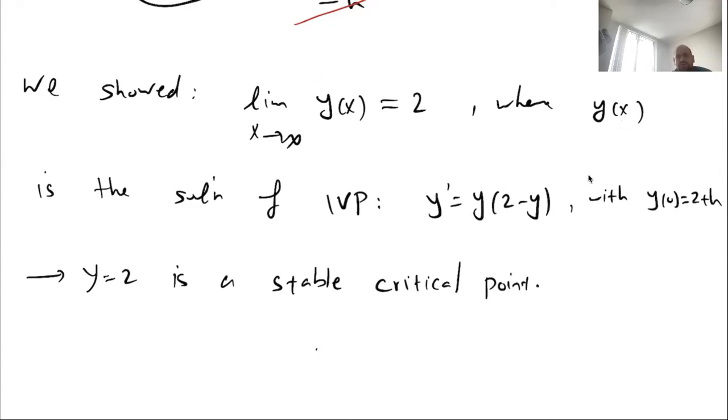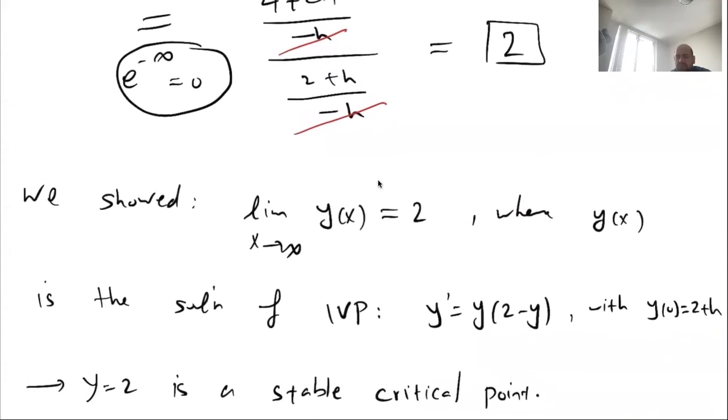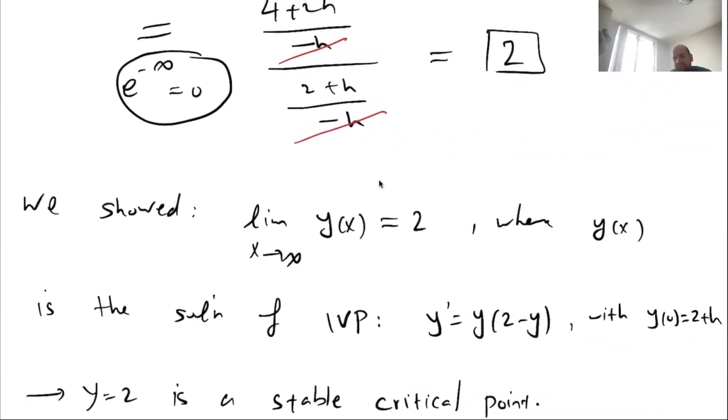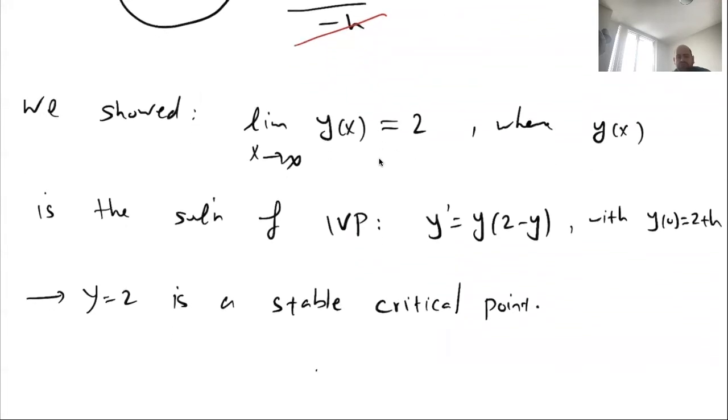So if y of 0 was 2, then the limit would have been 2 because the solution would have been the constant function 2. Now, if the initial condition, instead of 2, we slightly change it to 2 plus h, let's say to 2.001, the limit is still 2. We just showed that the limit still will be 2. So that means y equals 2 is stable, because if we slightly change the initial condition, nothing happens to the limit. The limit would remain stable, and we would call the critical point a stable critical point.